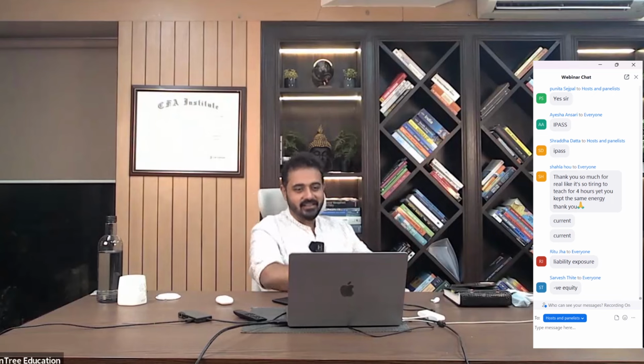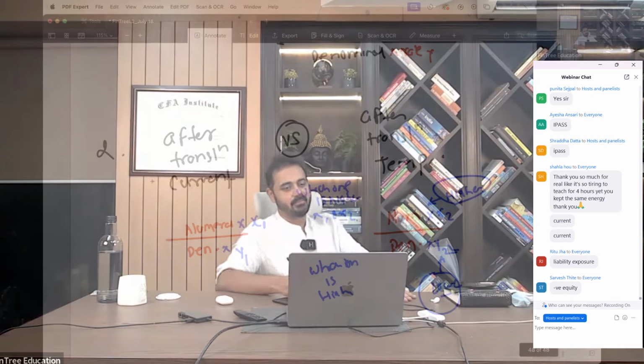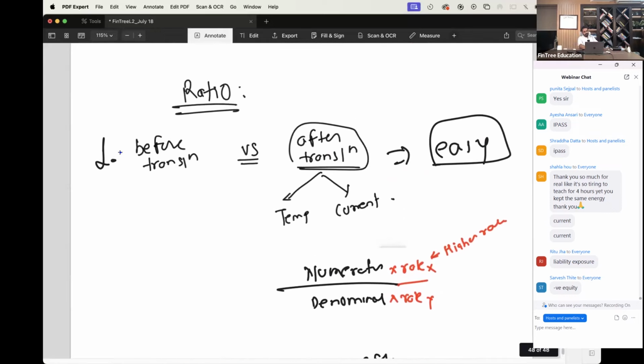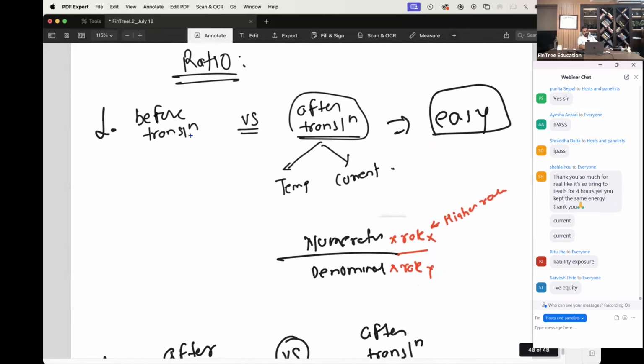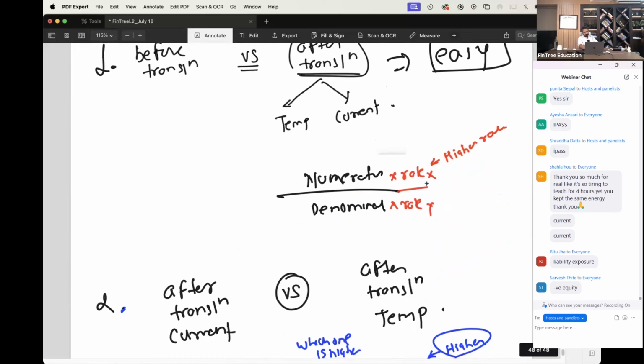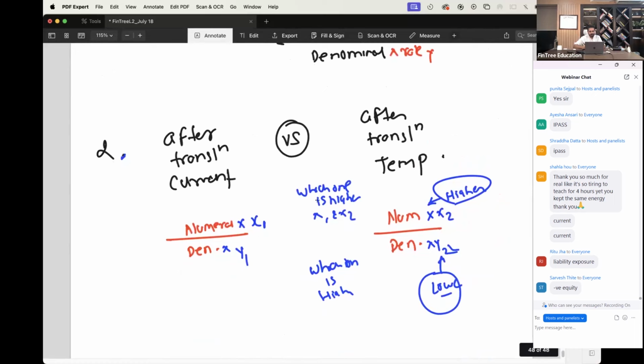These are low-likelihood questions. I have not come across many. Category 2 of ratios, mostly you're looking at this one, after translation versus before translation. Just see the impact on numerator, denominator, compare them with each other. You just need to compare x versus y and you're sorted. Here your comparison is x1 versus x2, y1 versus y2.